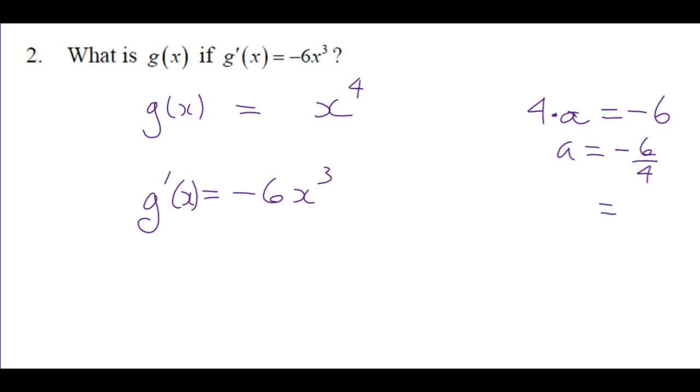Negative 6/4, which is really negative 3/2, right? So the constant that was in front was negative 3/2. Then it became negative 3/2 times 4x cubed, and 4 times negative 3/2 was the negative 6, and then we get the x cubed, right? So g prime of x was negative 3/2 times 4x cubed, right? The constant times the derivative. I want that to equal negative 6, so 4 times something would give that negative 6.